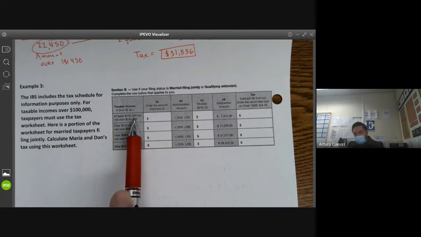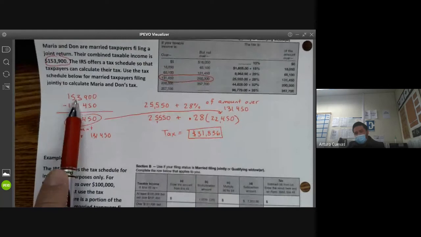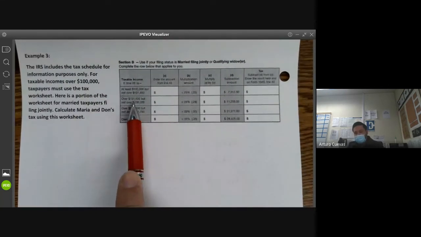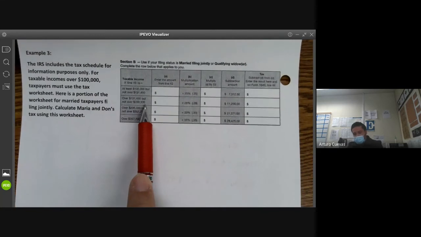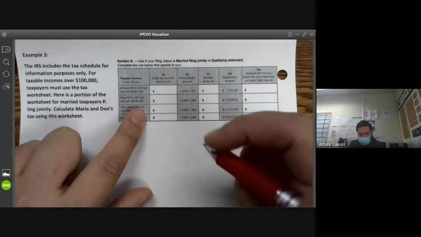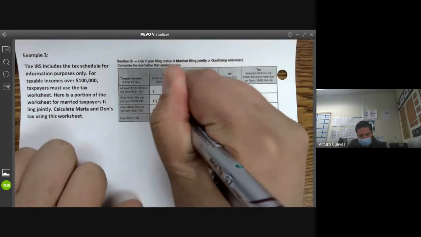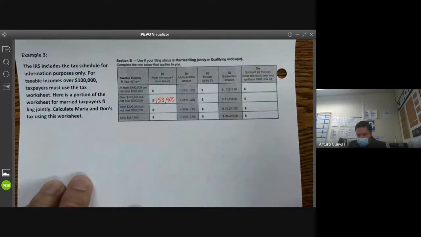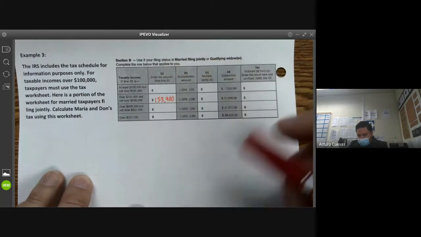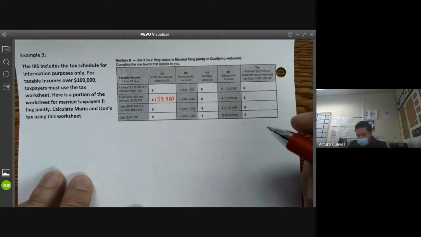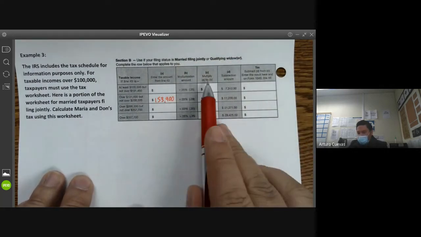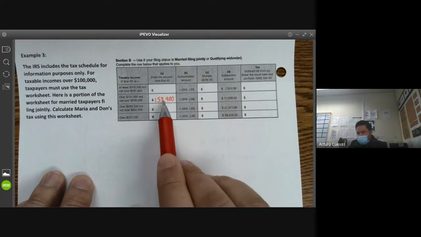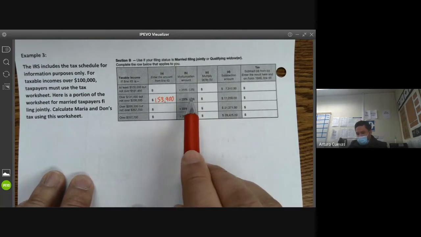Row 2. We made 153,900. That is row 2, right? It's between 131 and 200,000. Okay, so how much money did we make? 153,900. Write that down in this second column. And then it says multiply A by B. What does that mean? Multiply this number times 0.28.